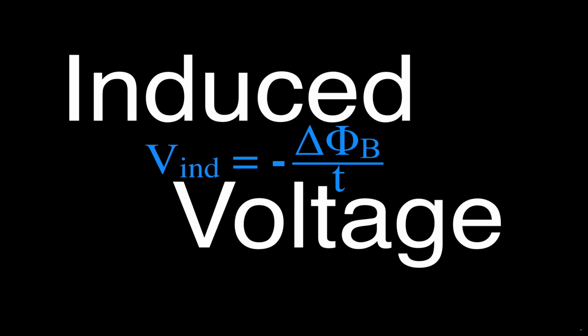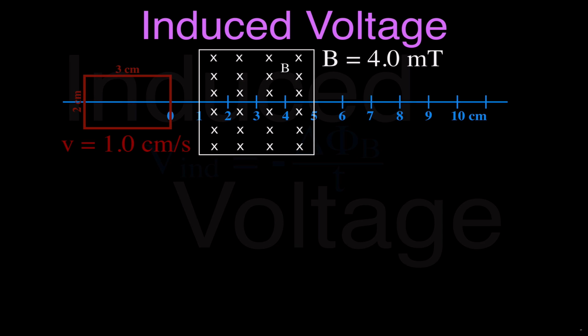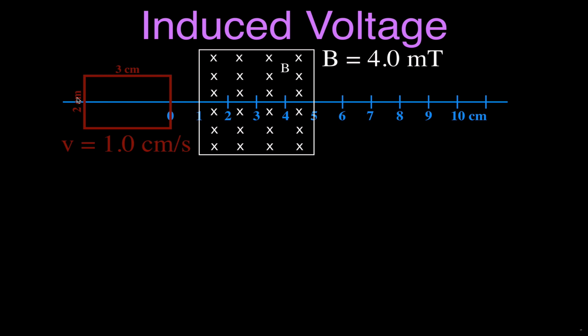Okay, that's right. You guessed it. In this video, we're going to be talking about induced voltage, specifically an induced voltage in a coil of wire as that coil of wire moves across this page into and out of this magnetic field.